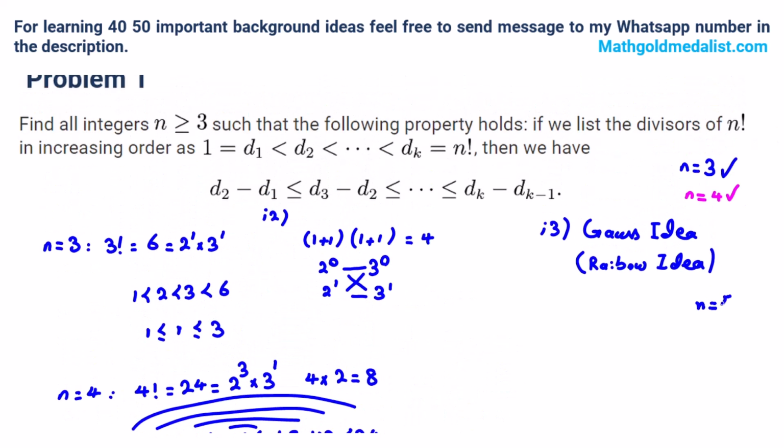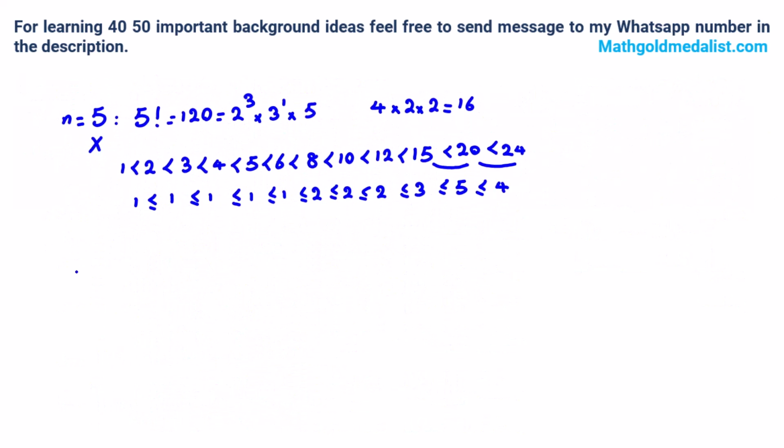So n5 is the first number that we found. It is bad. Now for n6. For n6, we can write 6 factorial. It's 720. If we multiply this by 6, we have one more 2 and one more 3. 3 squared times 5. So if you write the divisors, let's write them.